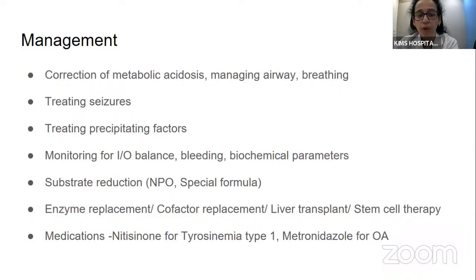So substrate reduction is done by keeping the baby NPO initially, later on starting the feed with the specialized formulas. And treatment like enzyme replacement, if available, and cofactor replacement, if it is available, can be done once the diagnosis is made. Some of the cases go for liver transplant or stem cell therapy. Some of the medications: nitisinone is given for tyrosinemia type 1, and metronidazole is given for organic acidemias.